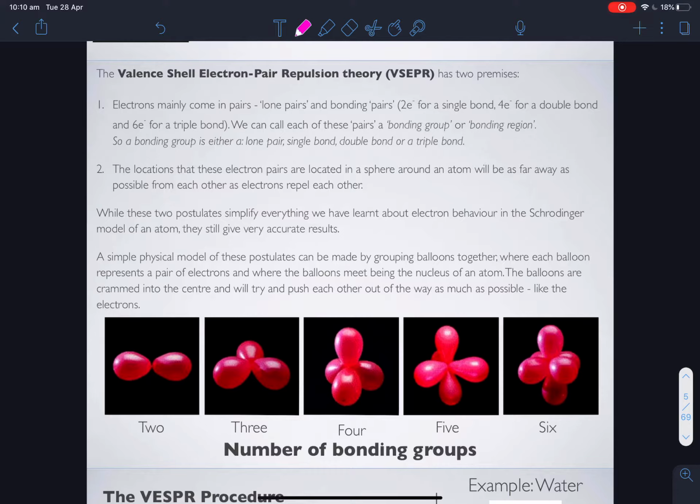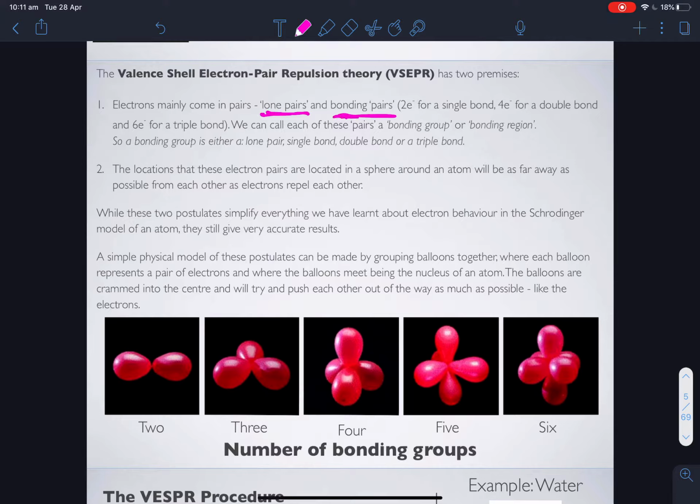So, yeah, let's just call it VSEPR theory. The two premises: one, electrons mainly come in pairs, and they're going to be either lone pairs or bonding pairs, okay? A lone pair, remember we talked about with Lewis dot structure, was a pair of unbonded electrons. They weren't involved in the bonding at all.